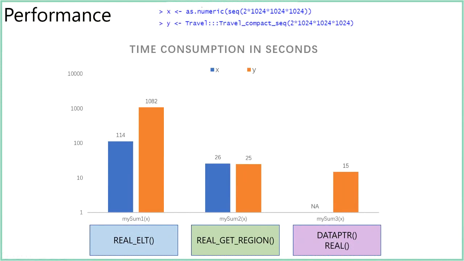When ALTREP was developed, it was designed for read-only objects, like the attribute wrapper and the compact sequence. Such things are just read-only. There's no need to change anything in the ALTREP. Then maybe Luke can provide some insight into it.